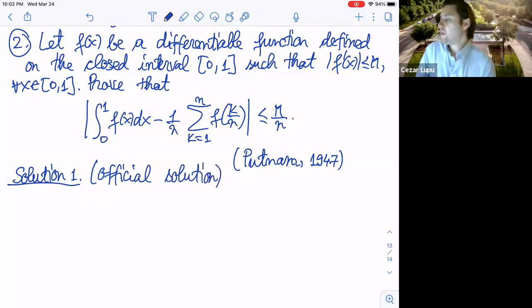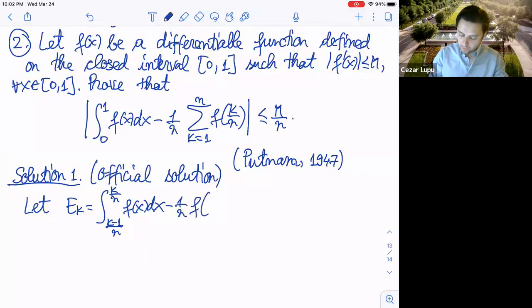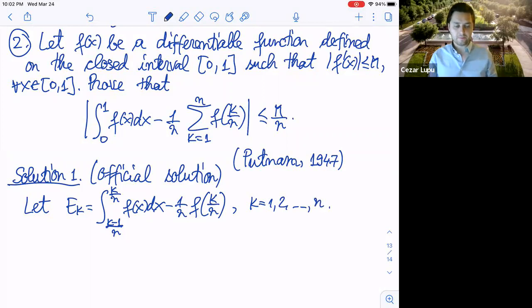All right. So the official solution is the following. Let's consider E_k to be this: the integral from (k minus 1) over n to k over n of f of x dx, minus 1 over n times f of k over n. So we're going to have this for k from 1 all the way to n. So I'm going to consider this number.